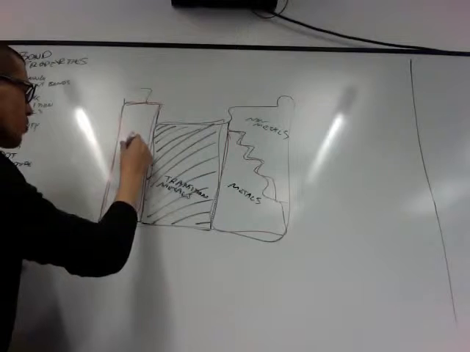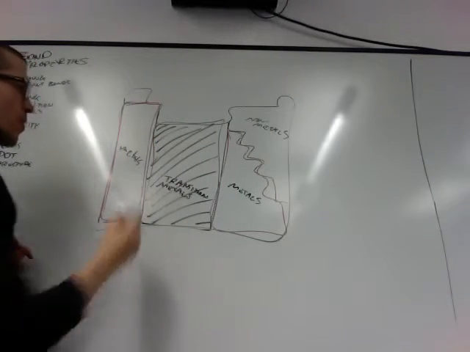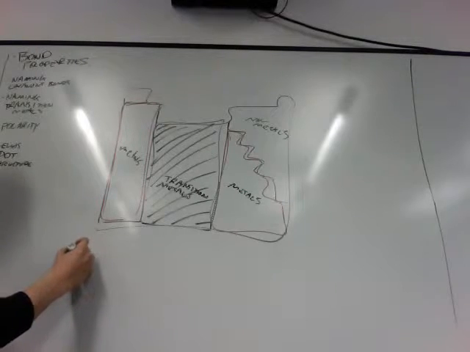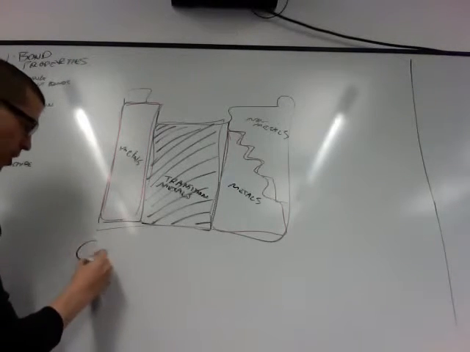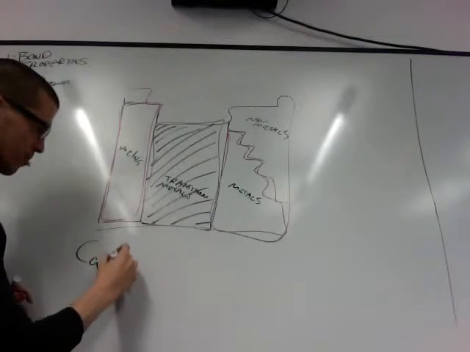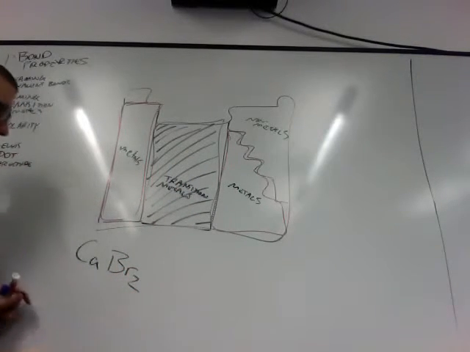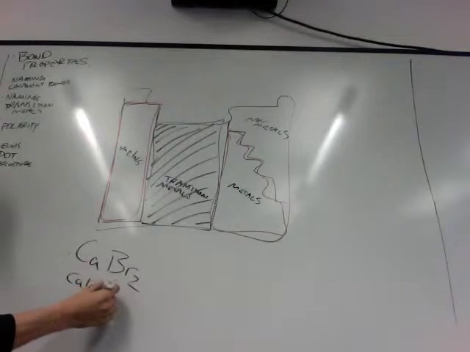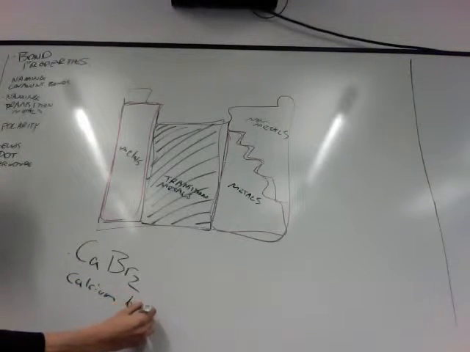What else? These are metals over here. So if you've got just a regular metal and it's not a transition metal, let's say, what's a regular metal? Calcium. Calcium. This calcium, what would this be? Bromide. Calcium bromide. That's it. You don't need to worry about any other things.